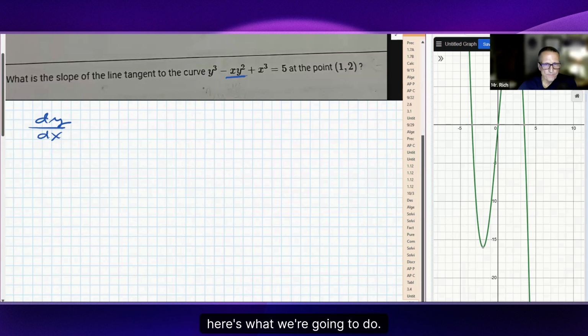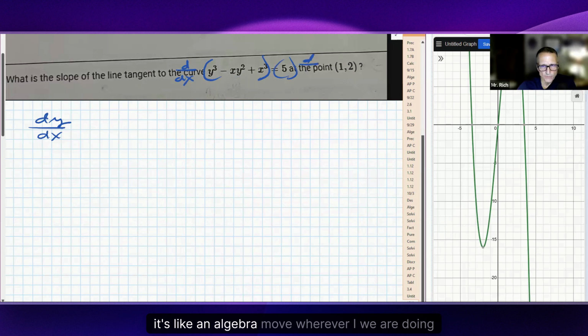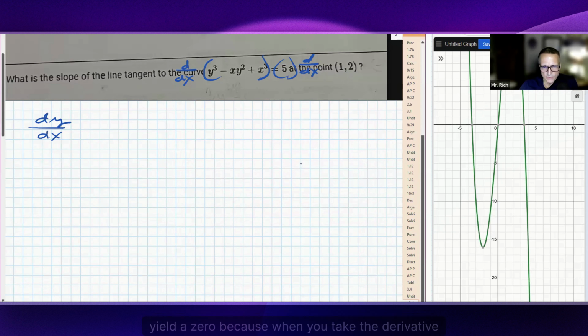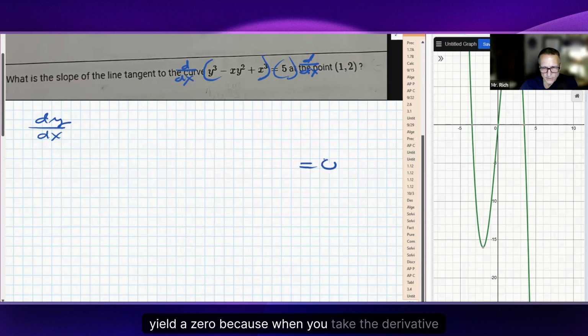Well, here's what we're going to do. We're actually going to start this process by taking the derivative with respect to x on both sides of the equation. So in that sense, it's like an algebra move where we are doing the same operation on both sides. Well, the operation on the right-hand side is going to yield a 0 because when you take the derivative of a constant, you do get 0.